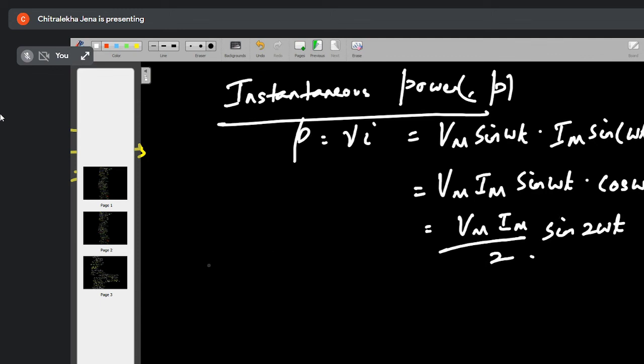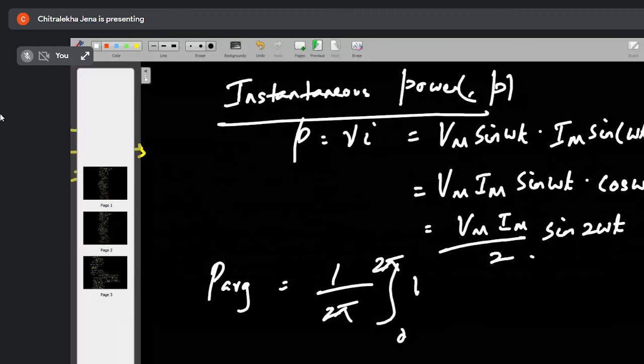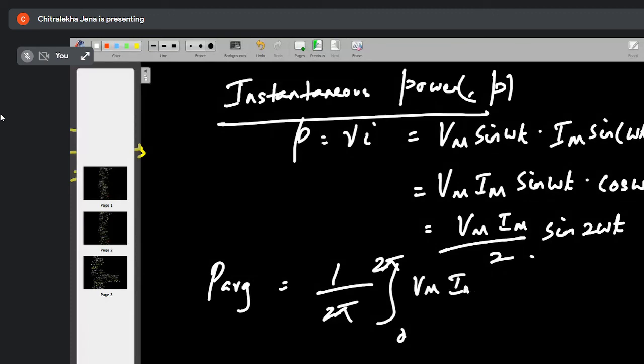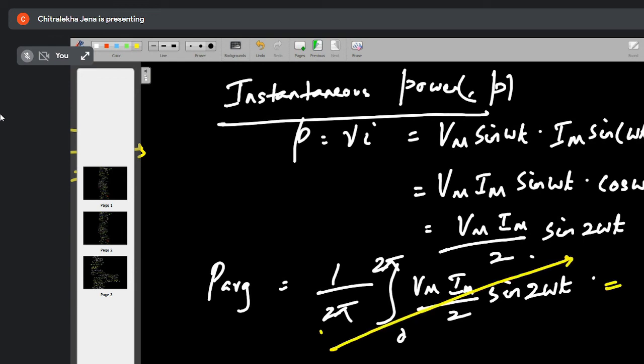So if you find out the average value, what do I have to take? I have to integrate it over one complete cycle. This is equal to Vm Im divided by 2 sin 2 omega t. Okay, so if you find out the average value, what will you get, tell me? If we find out the average value, we'll take it as 0.